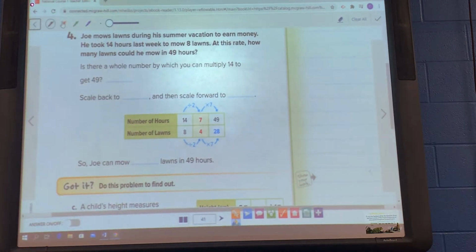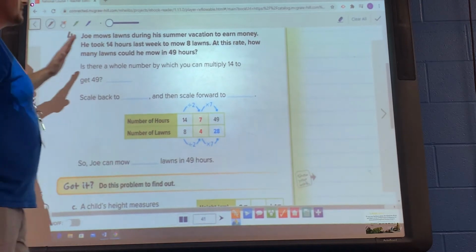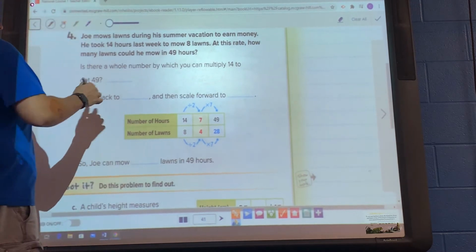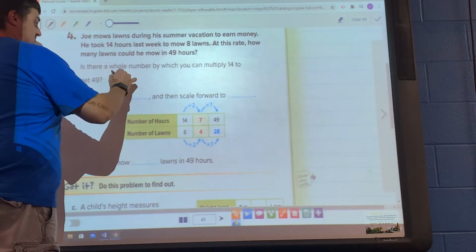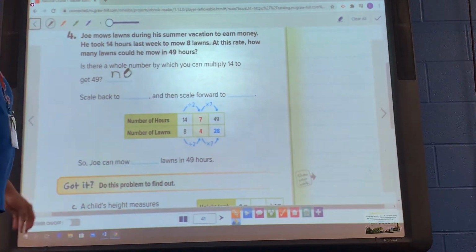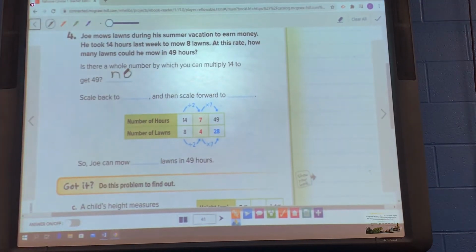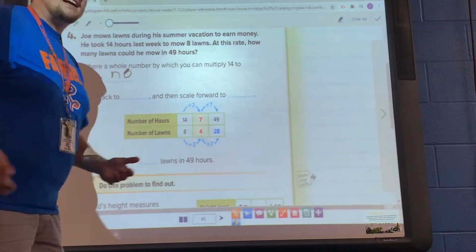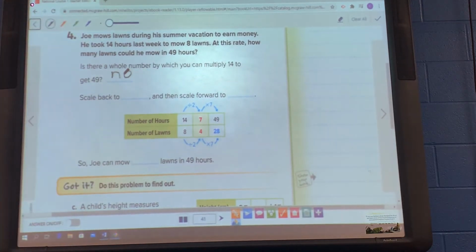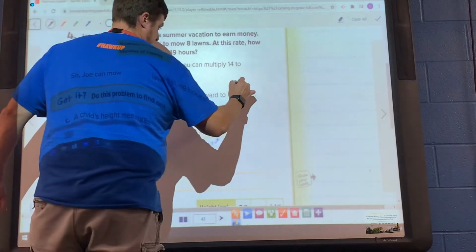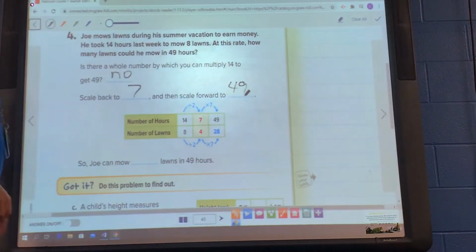No, sorry, I was thinking of 7. 14 and 49 do not work together. Sorry, that was my mistake. No, there's not. I was thinking 7 for some reason. 7 times 7 equals 49. 14 does not go in 49. So we're gonna have to scale back to 7 because, like I just said, 7 works, and then scale forward to 49. That's what it means to scale.